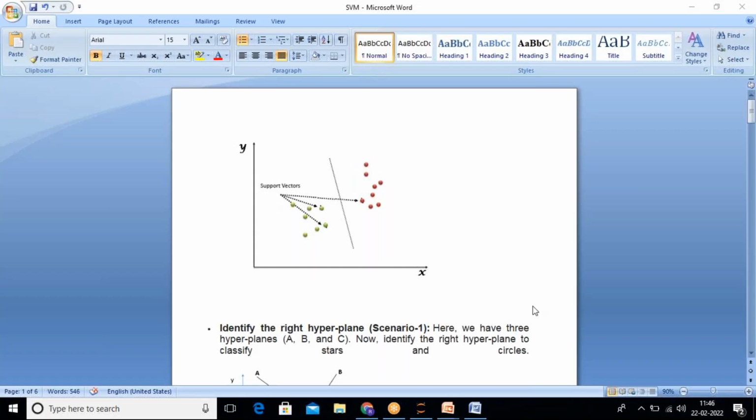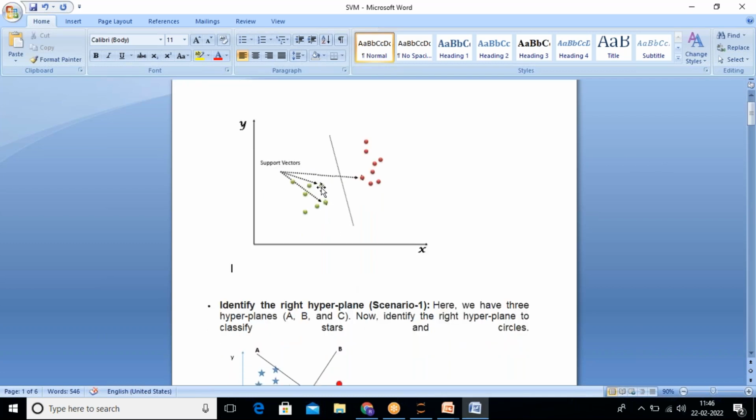Just have a look at this particular example. This was actually a tutorial, and it will help you understand. Now, I told you which are the support vectors over here. Just have a look: these two green balls and that one red ball are the support vectors on the basis of which this hyperplane is getting drawn.